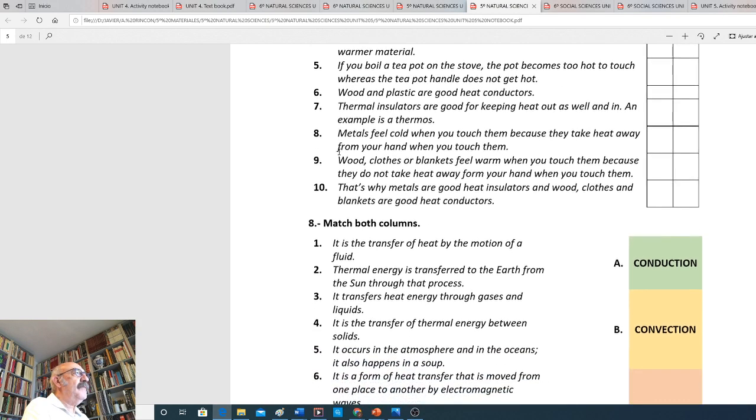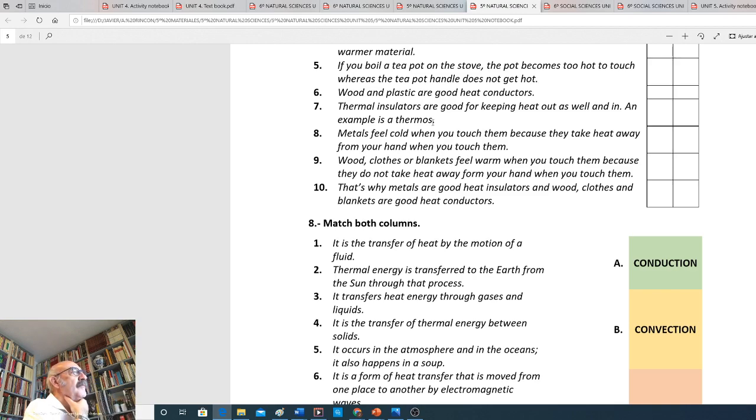Number 6. Wood and plastic are good heat conductors. Wood and plastic? No way. This is false. Number 7. Thermal insulators are good for keeping heat out as well as in. An example is a thermos. What do you think? Yes, you can use a thermos to keep your liquid warm or cold.